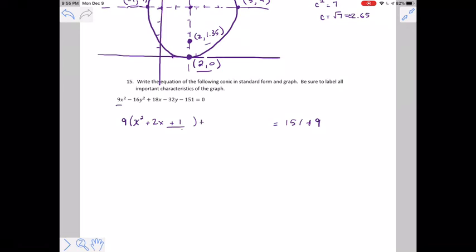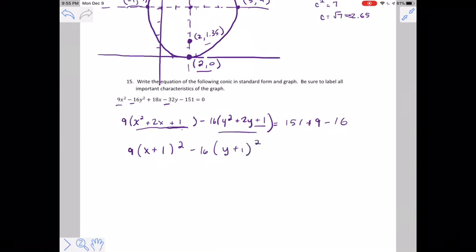Now for the y variable, I'm going to factor out, that's actually a minus, factor out a 16, and that leaves me y squared plus 2y, because if I factor out a negative 16 from negative 32, I get a positive 2. And then to complete the square there, I'm going to get half of 2, which is 1, and then square it, which is 1, but I really subtracted a 16 on this side, so I'm going to subtract a 16 there. And then this factors into that, and this factors into that.